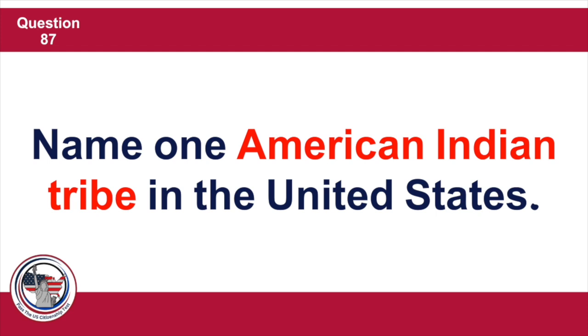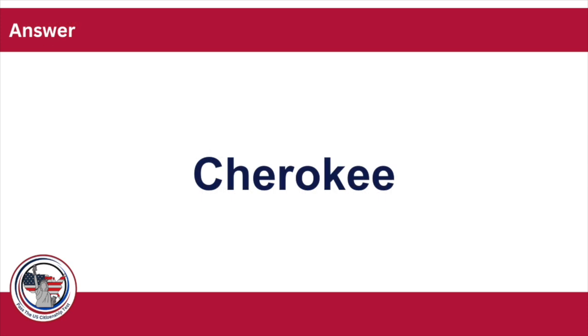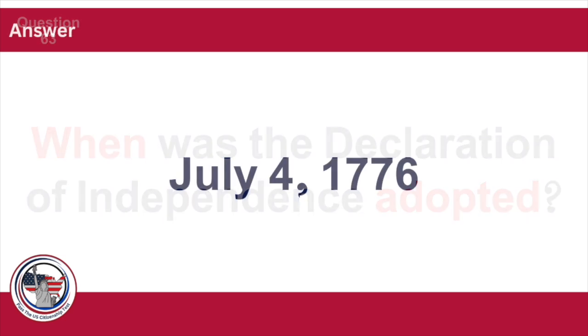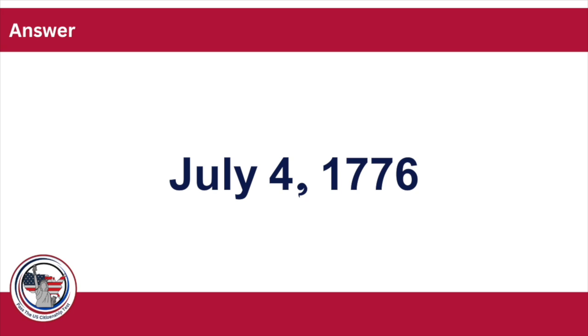Name one American Indian tribe in the United States. Cherokee. When was the Declaration of Independence adopted? July 4, 1776.